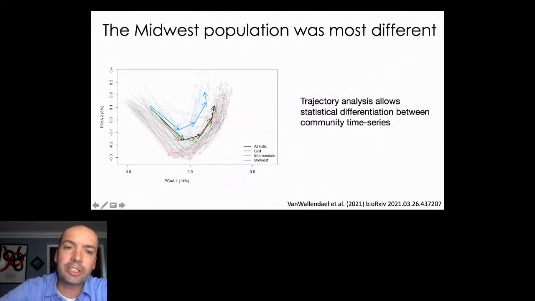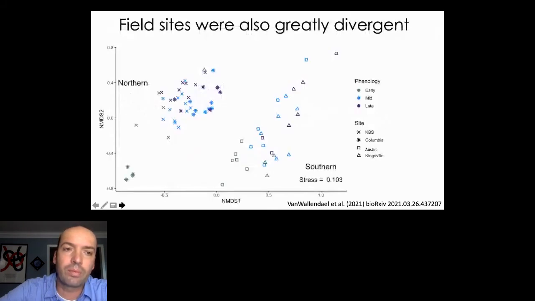Using trajectory analysis, Acer tracked the fungal community across these different genotypes over time, and saw that a lot of the genotypes were similar, but the Midwest population group had a quite different fungal community, and that changed with time in a somewhat different way than the other genotypes. In addition, there was a big difference in the fungal community across field sites. Northern field sites were quite different from southern field sites in terms of what fungi were there.